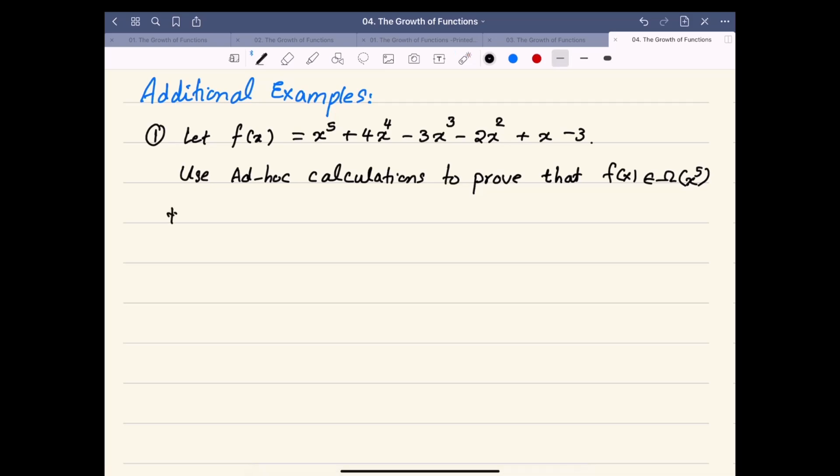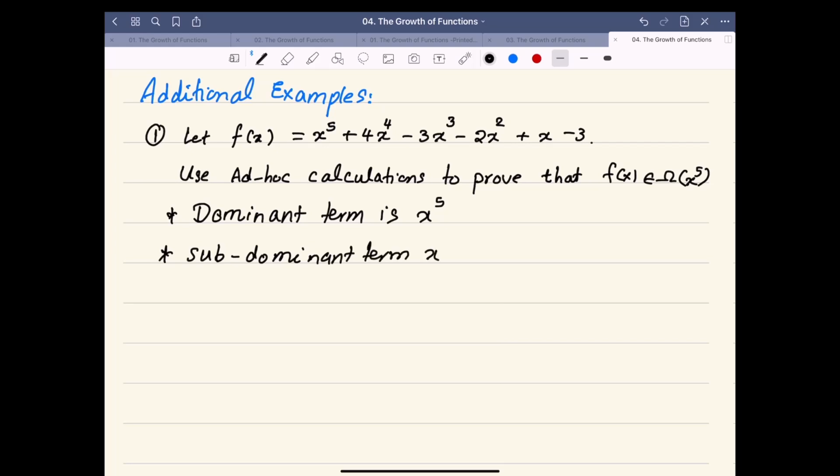Before we proceed, we would like to write down first the dominant term, which is x raised to power 5. And also we need to write down the next dominant term, which we are going to call the subdominant term, which is x raised to power 4.